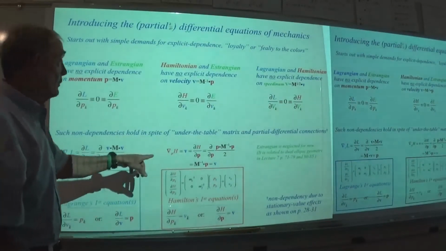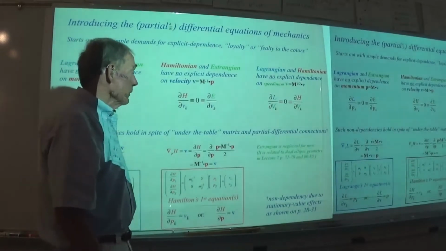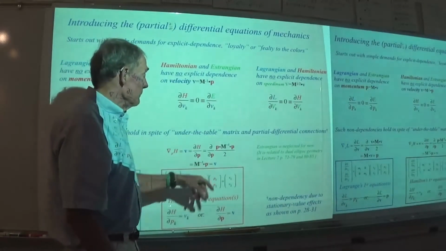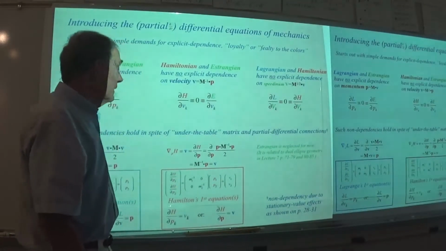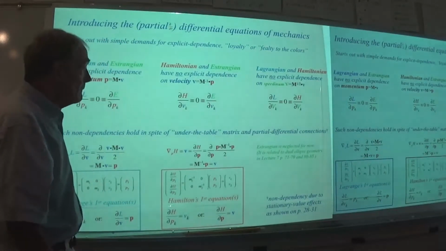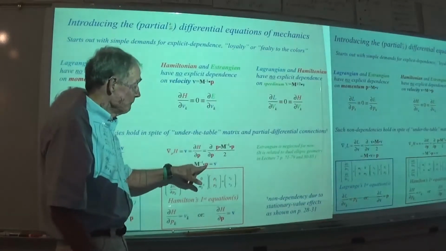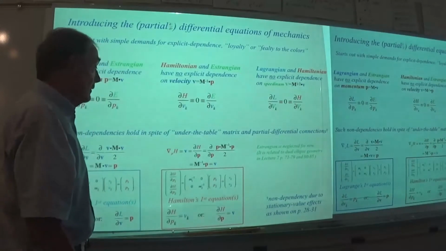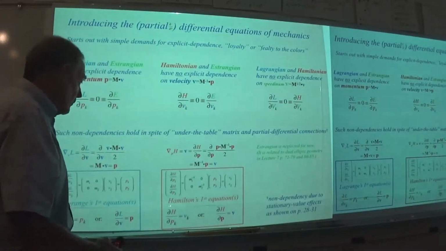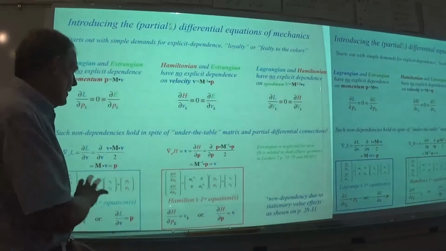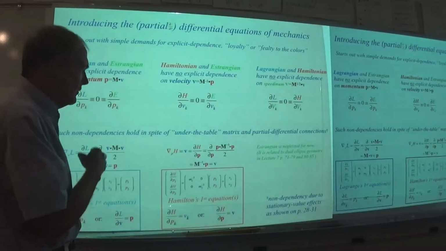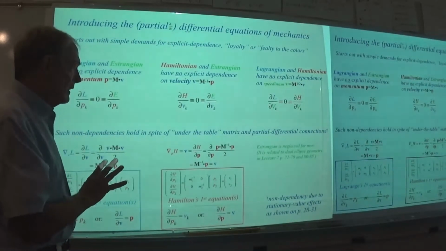And the same thing's true down here in the Hamilton world. When I take the partial with respect to P of this quadratic form, well, I get a linear form, okay, and that happens to be the velocity. So, you could say, well, now I understand all of the calculus dependencies from classical mechanics.